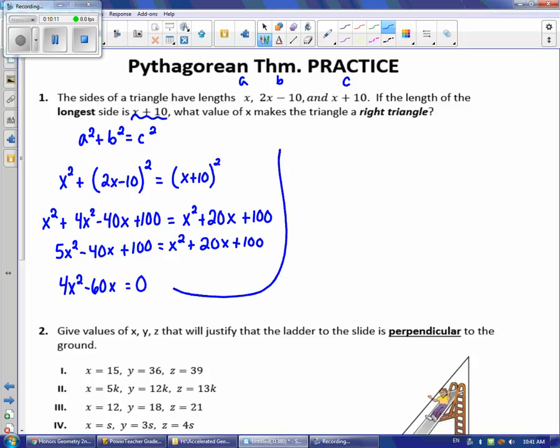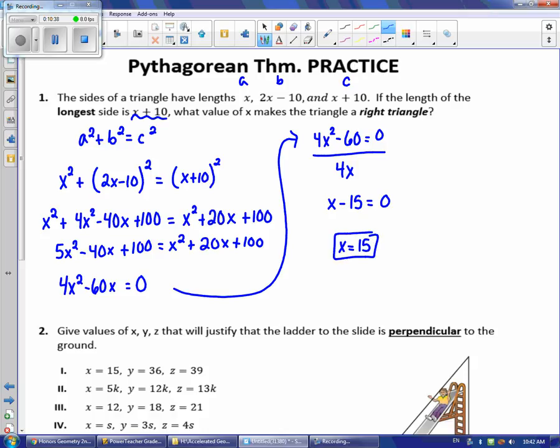Now what I am allowed to do is divide by the common factor here. Okay, 60 is divisible by 4 and both terms have an x. So if I divide everything by a 4x, I can simplify. Okay, I will be left with x minus 15 equals 0. Okay, and x is 15.